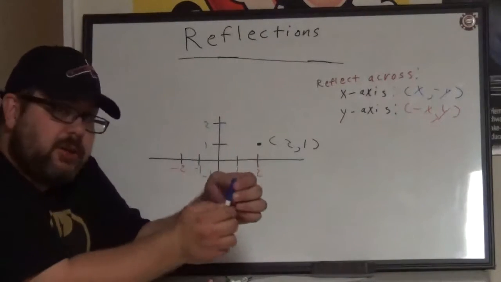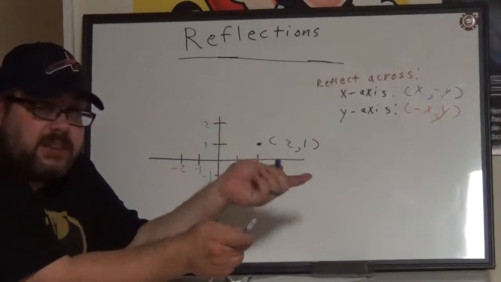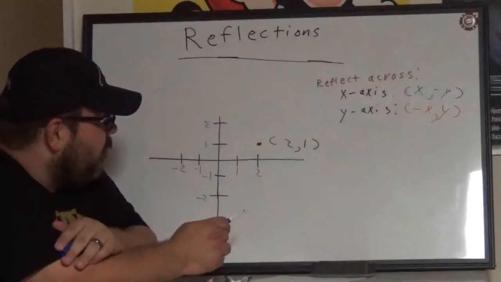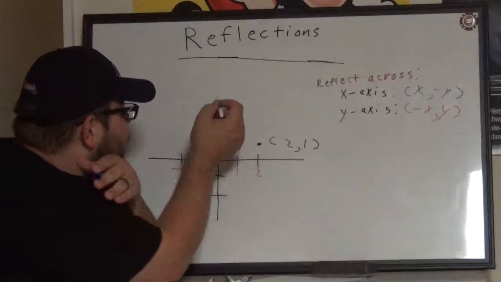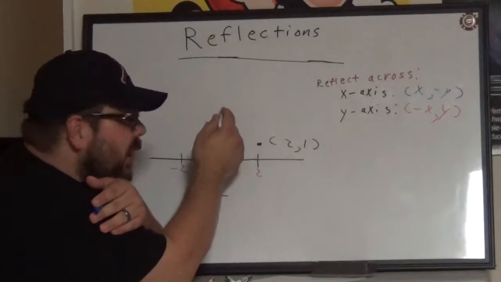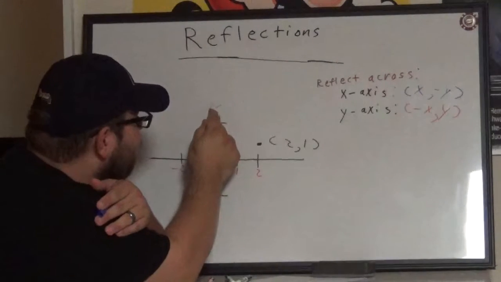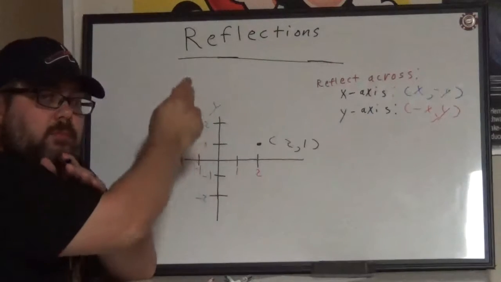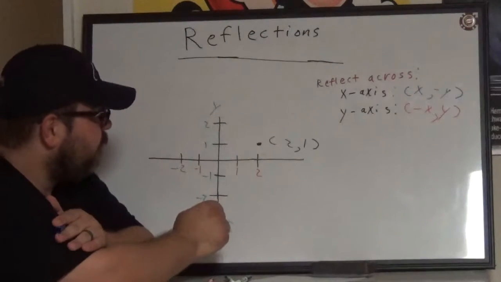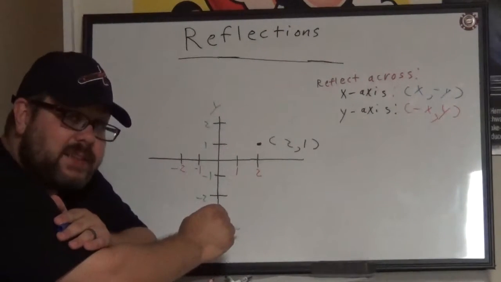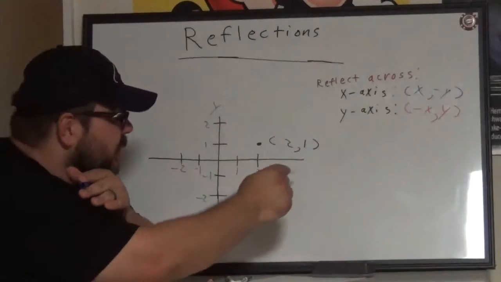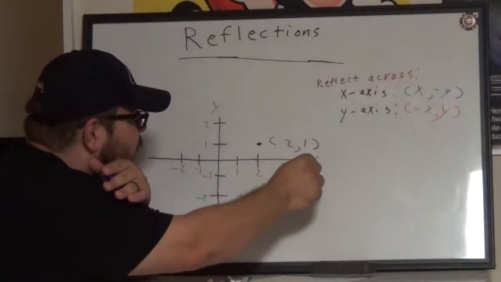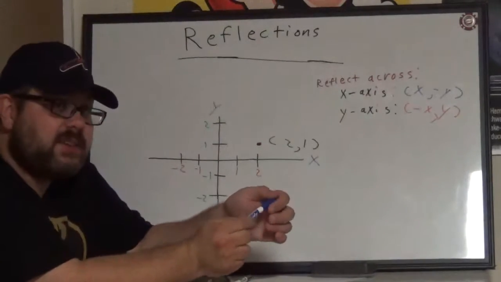So the first thing we need to know is which axis is which. The y-axis, I'll label that one first. And that is your vertical axis, the one that goes up and down. That is y. And the x-axis, that is your horizontal axis, the one that goes left and right. X.